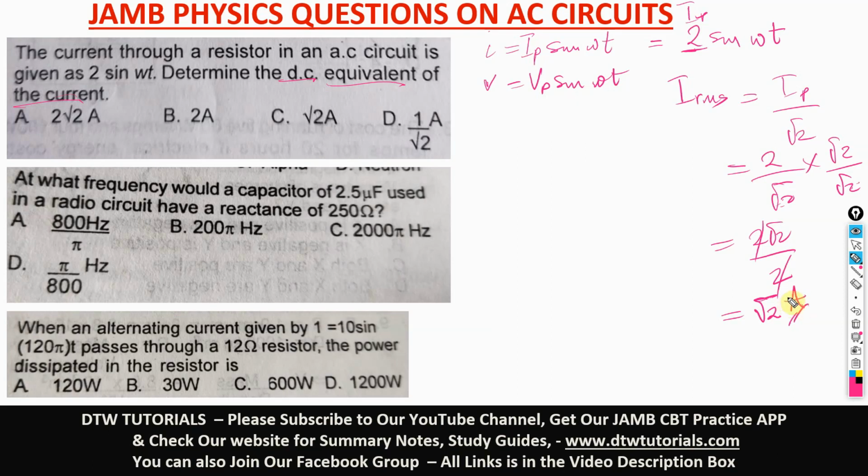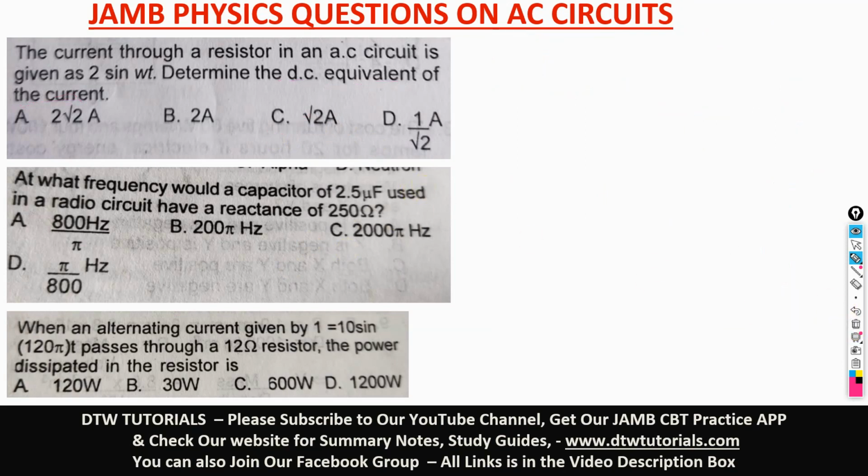So our answer is root 2 amperes, where I is current in amperes. So our answer here is C. Do you see how quickly we did that? Okay, so that's the answer for that. Now, on to our next question.